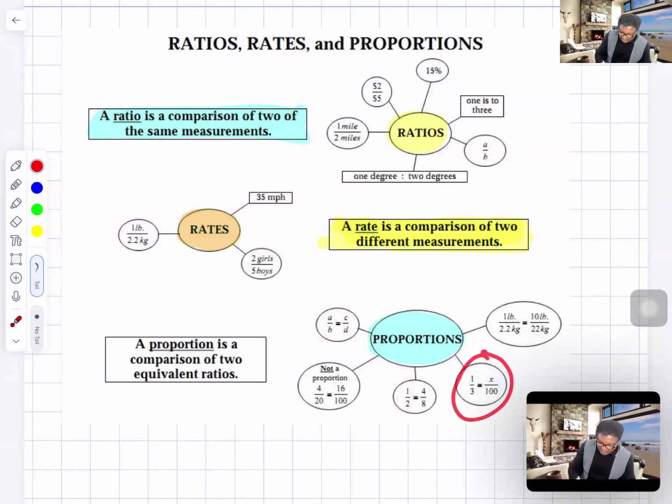And if 1 over 3 is equal to X over 100, and 4 over 20 is equal to 16 over 20, this one is not a proportion. It's something interesting to think about.